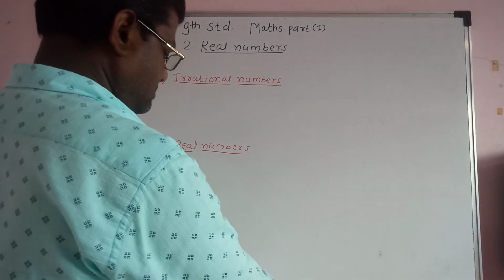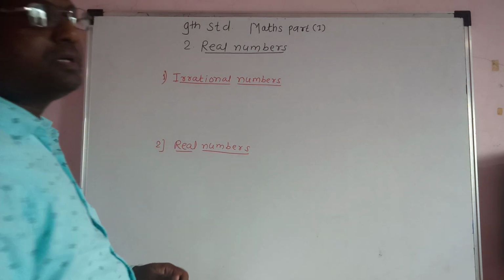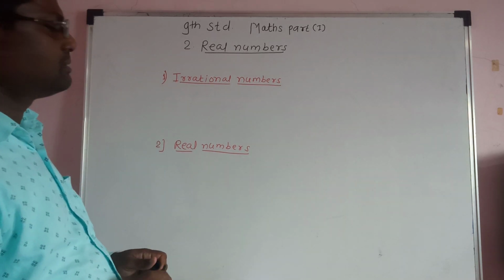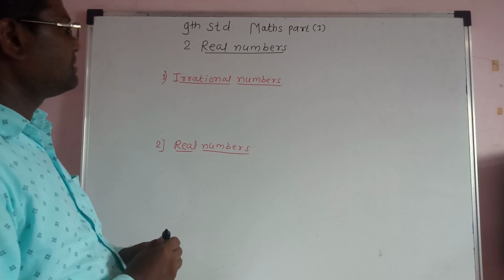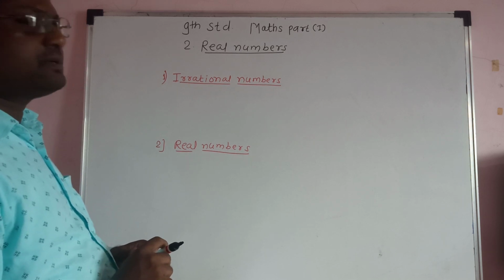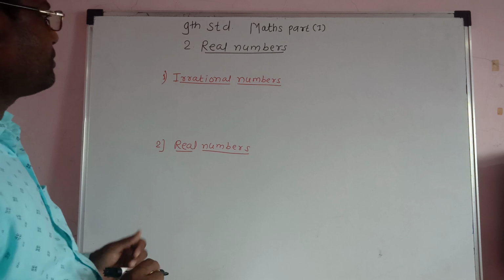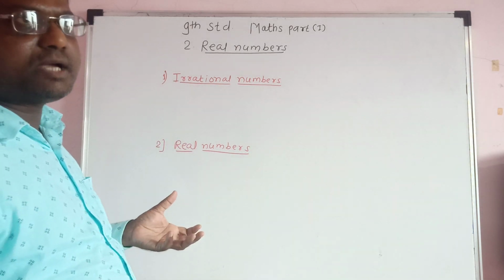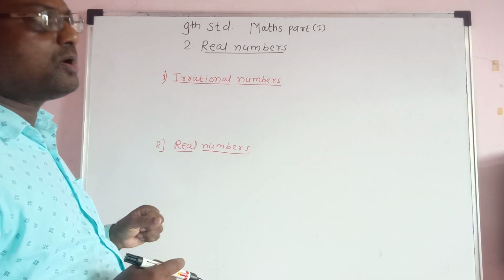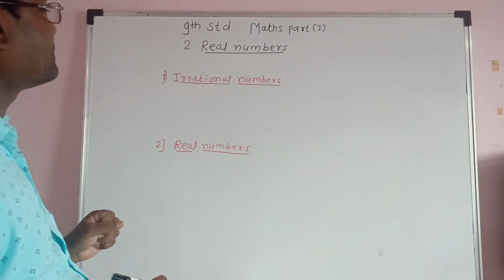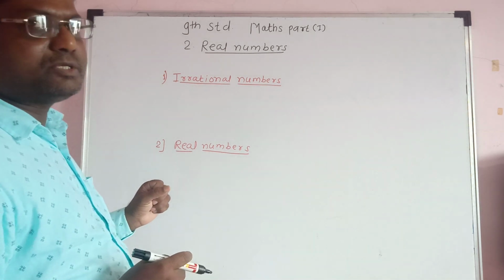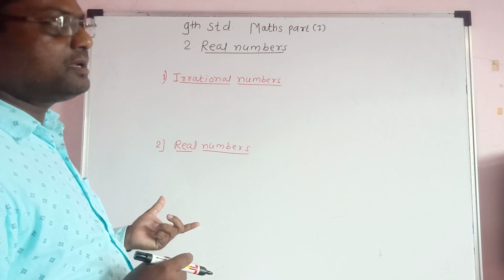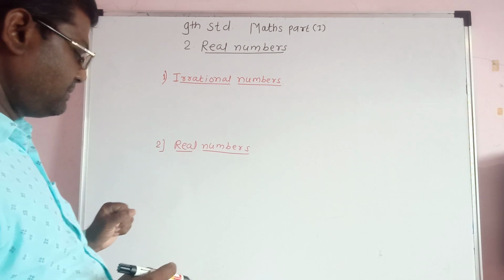Ninth standard, maths part first, lesson number 2, real numbers. Students, we have studied what is meant by rational numbers. Now, what is meant by irrational numbers? Numbers which are not rational are called irrational numbers. The decimal expansion of irrational numbers is always non-terminating, non-recurring type.